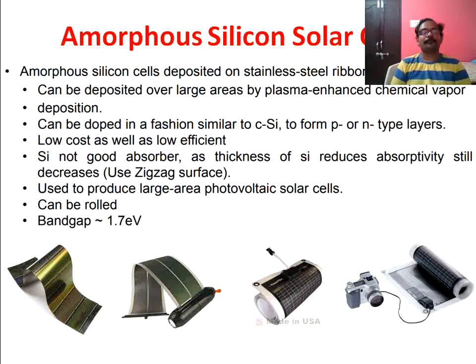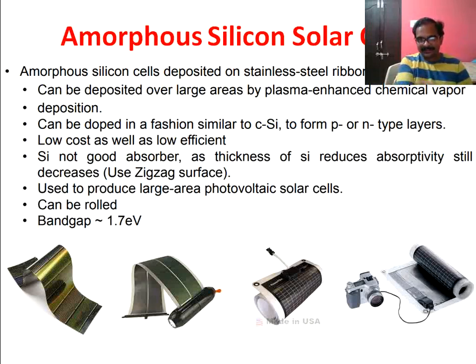What is the process by means of which they are made? The amorphous silicon solar cells are fabricated by a process called plasma enhanced chemical vapor deposition. They are of low cost as well as low efficiency. The cost is less and thereby the efficiency is also less. They can be rollable. You can see at the bottom there are different solar cells, all made in USA, or some are made in Chennai also.